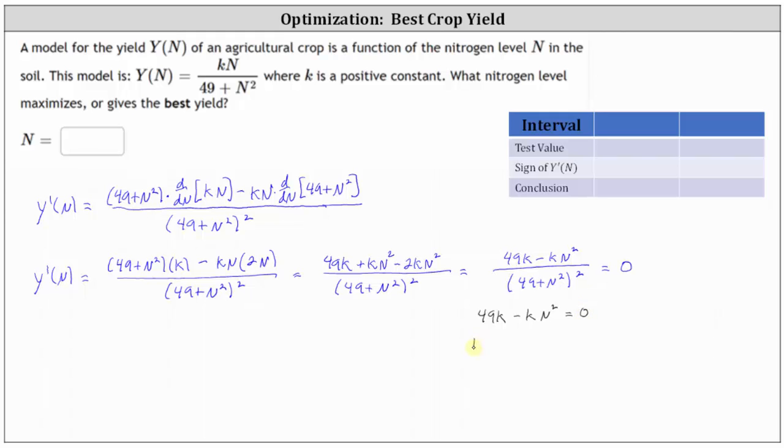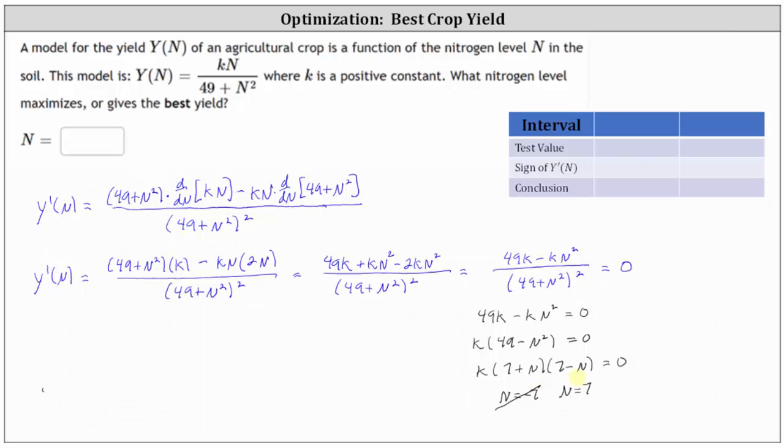Let's factor out the common factor of k, which gives us k times the quantity 49 minus n squared, which is a difference of squares. Factoring, we have k times the quantity 7 plus n times the quantity 7 minus n. 7 plus n is equal to 0 when n is equal to negative 7. And 7 minus n is equal to 0 when n is equal to positive 7. But remember, n is the nitrogen level, which can't be negative, so we can exclude n equals negative 7. We only have one critical number, which is n equals 7.